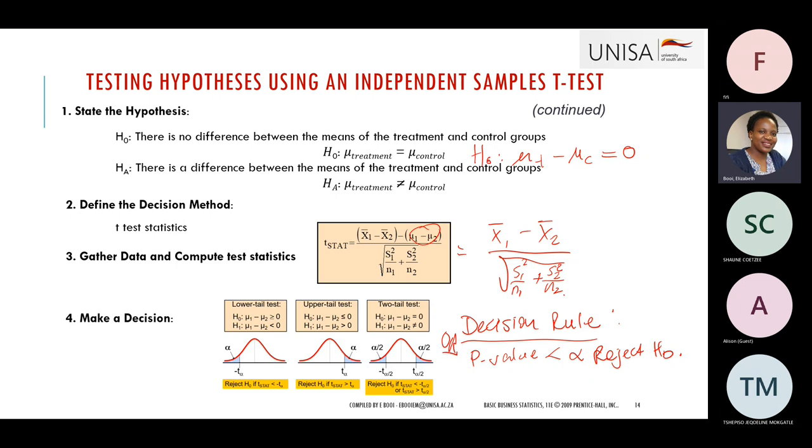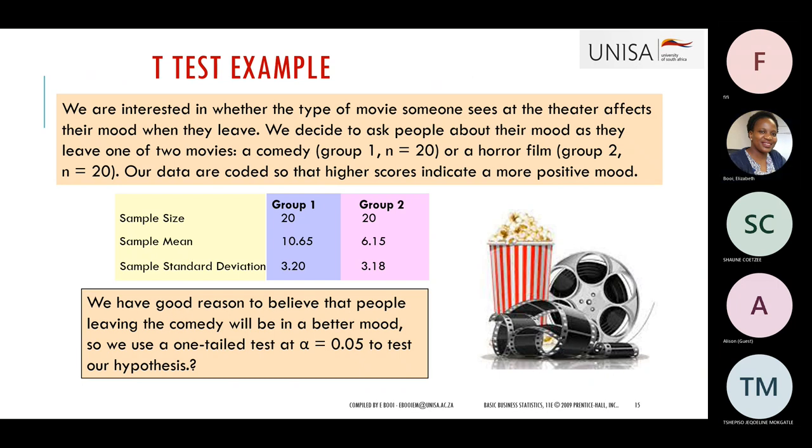So you can either use the critical value and the test statistic, or you can use the p-value and alpha to make a decision. Let's look at an example. If we are interested in whether the type of movie someone sees at a theater affects their mood when they leave, we decide to ask people about their mood as they leave one of two movies. So one group watched comedy, so it's our group one, and one group watched horror film. You can see that these two groups are independent of one another. It's not like the same group went and watched the horror. No, separate groups. One watched comedy and the other group watched horror films.